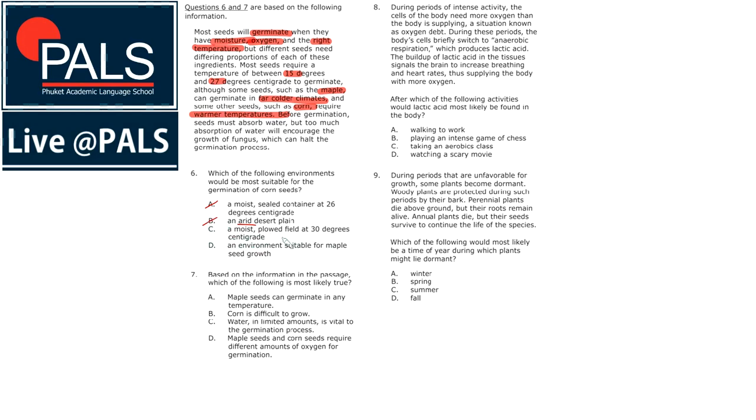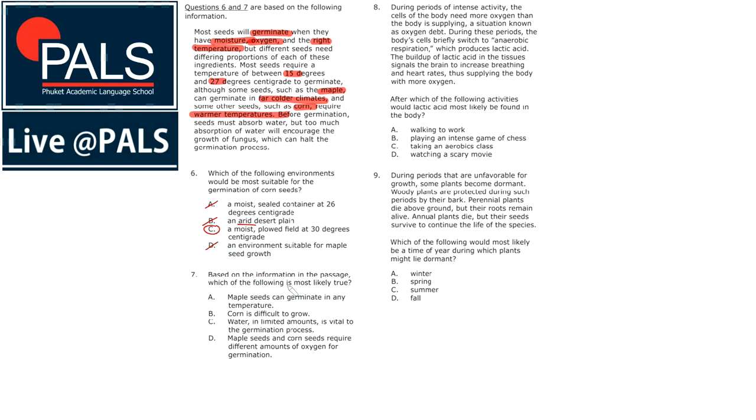A moist plowed field. Plowed means it's aerated. No, the earth is soft, so that oxygen can get into the soil at 30 degrees centigrade. So it's above our average, slightly, not too much. So that sounds very good. It's probably C. An environment suitable for maple seed growth. No, because we learned that maple seeds germinate at far colder temperatures, whereas corn requires higher temperatures. So C is the correct answer.